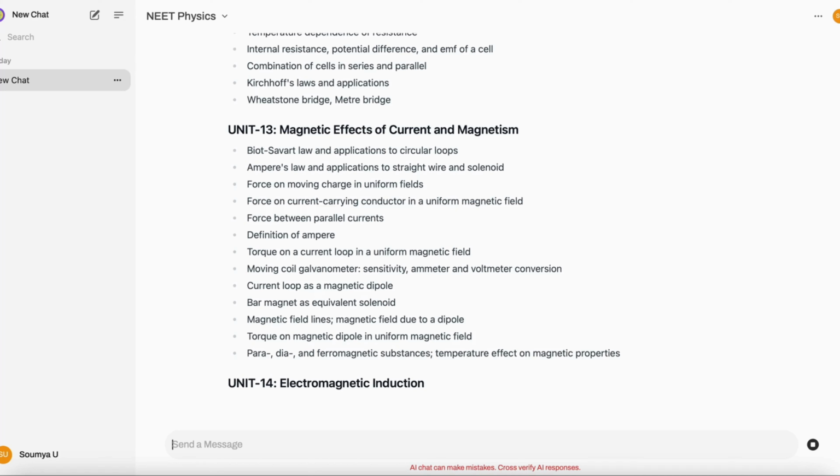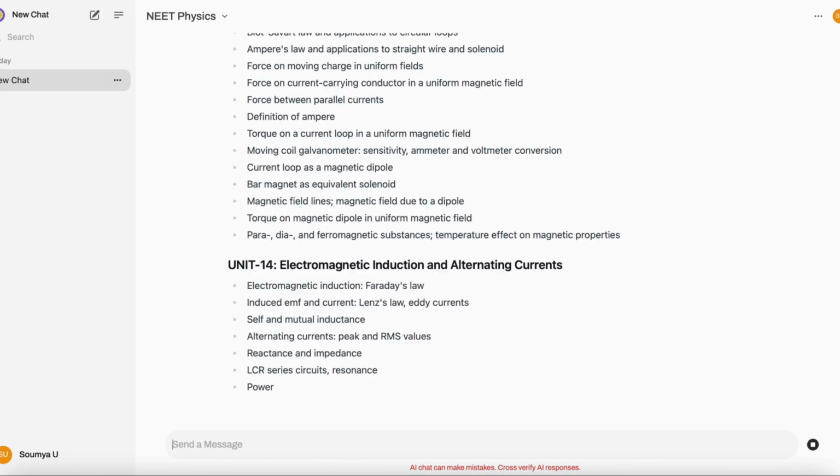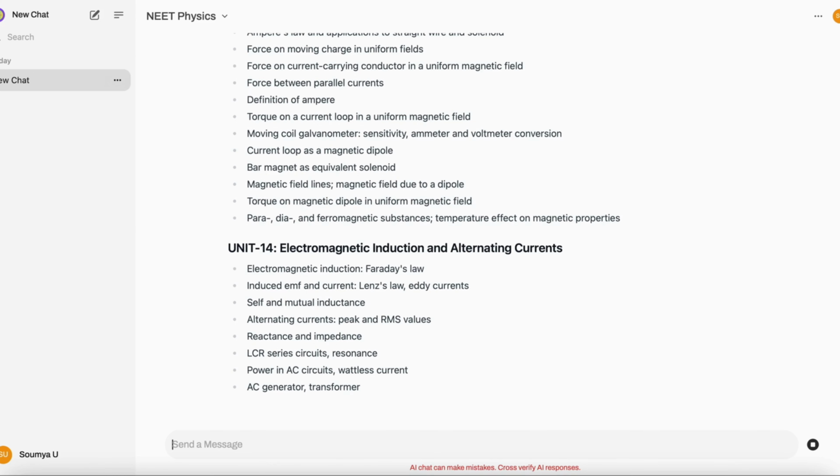magnetic field due to a dipole, torque on a magnetic dipole in a uniform magnetic field, para, dia, and ferromagnetic substances, temperature effect on magnetic properties. Unit 14, Electromagnetic induction and alternating currents. Electromagnetic induction, Faraday's law, induced EMF and current, Lenz's law, eddy currents, self and mutual inductance, alternating currents, peak and RMS values, reactance and impedance, LCR series circuits, resonance, power in AC circuits, wattless current, AC generator, transformer.